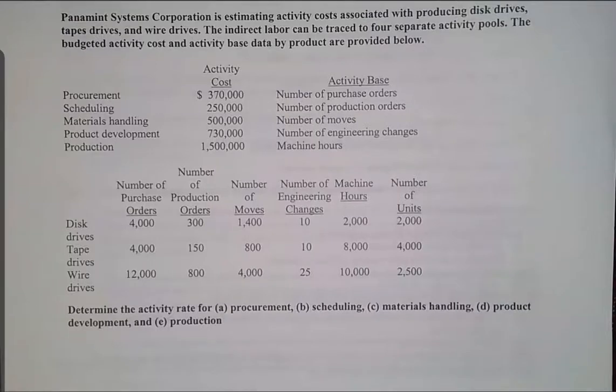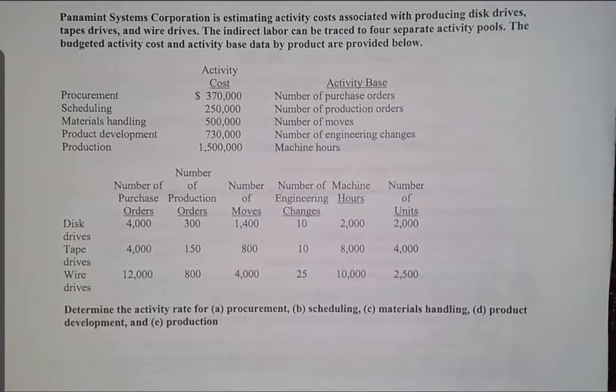All right, so let's take a look at an example question related to activity-based costing. And we have basically one question on the screen right now. It starts up here with Panamint, and then they tell us what they actually want us to do here. So we've got a lot of information. But let's just read through the scenario real quick and then see what they want us to do.